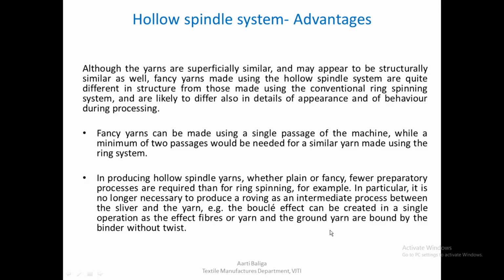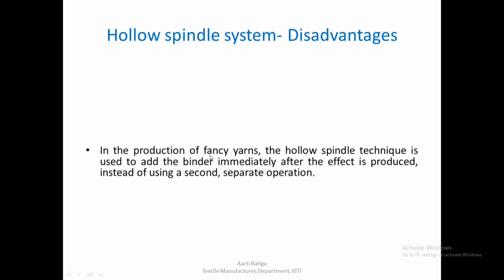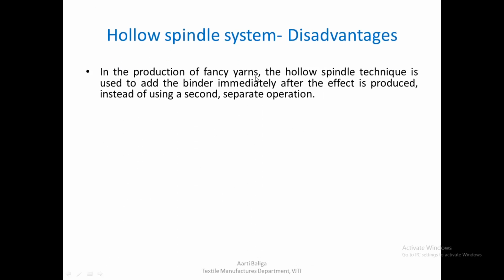So the advantage is that the yarn can be produced in a single step and eliminate a lot of preparatory processes. But at the same time, there will be some disadvantages. In the production of fancy yarns, the hollow spindle technique is used to add the binder immediately after the effect is produced instead of using a second separate operation.